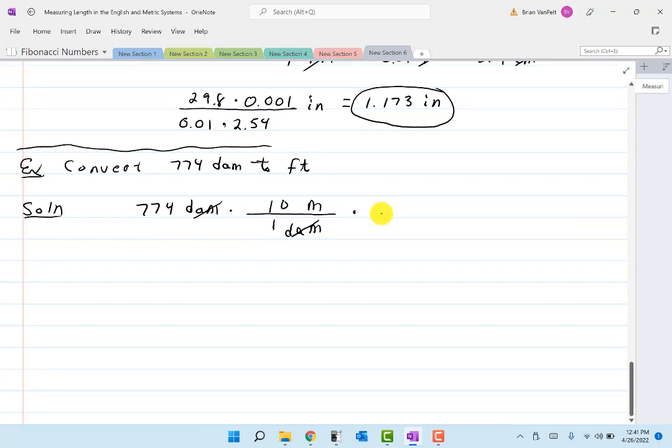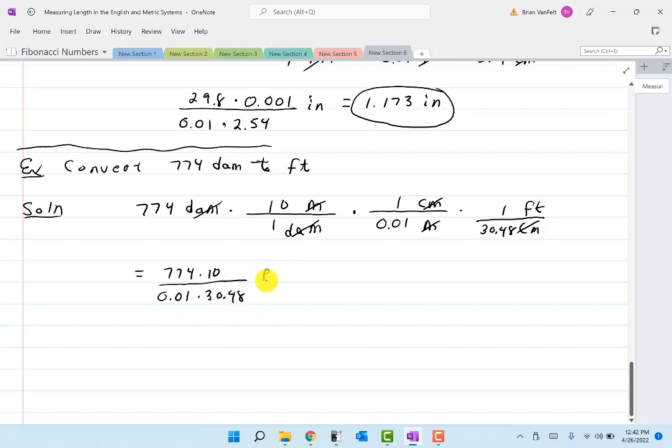So let me try to get centimeters in there. I want to put a cm on the top and a meter on the bottom. I remember that 1 centimeter is 0.01 meters. Got it. And now I can do a connection between feet and centimeters. It just so happens that there is 30.48 centimeters in 1 foot. And so what are we left with? I have 774 times 10. That's all in the numerator. And in the denominator, I have 0.01 times 30.48. And this is in feet.